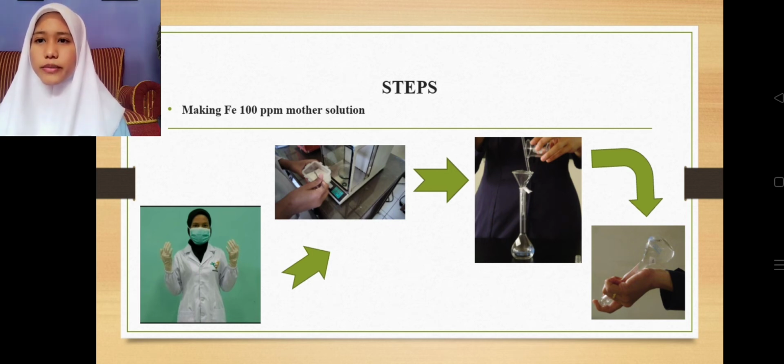First, wear complete personal protective equipment, starting with a lab coat, gloves, lab shoes, and a mask. After that, weigh 0.0010 grams of Fe granules with an analytical balance carefully. And then put it into a 100 ml volumetric flask. And then dissolve with distilled water to the mark carefully. The last is to homogenize the Fe solution.